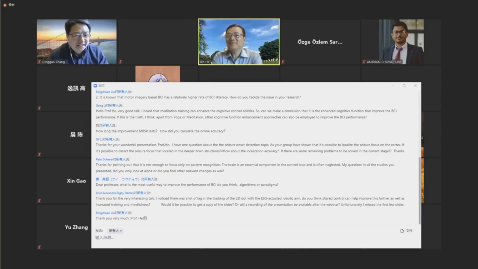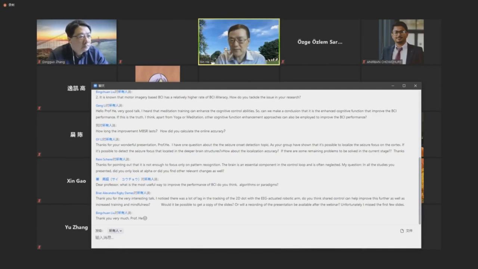Okay. How long does the improvement from MBSR last? How did you calculate the online accuracy? Well, the online accuracy is because you have a cursor generated and you hit, and it's a success or you fail, and that is by default how we calculate it. The effect of MBSR, as I mentioned, after MBSR we brought subjects back to go through 6 to 10 sessions, and that usually occurs in about a 1 to 2 month period. So it could be up to 2.5 months. We did not bring them back half a year later. Next question.